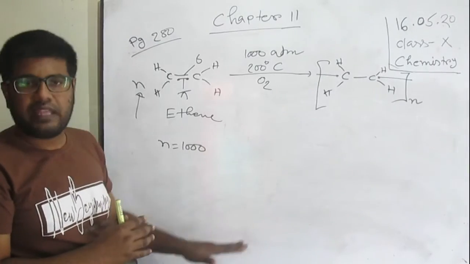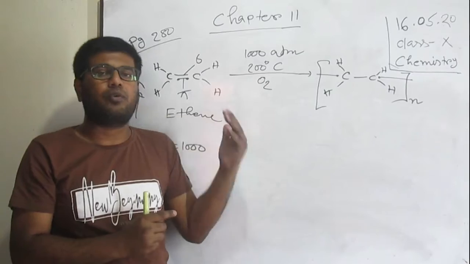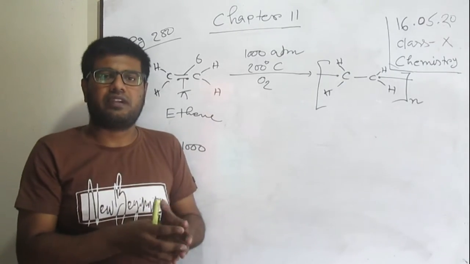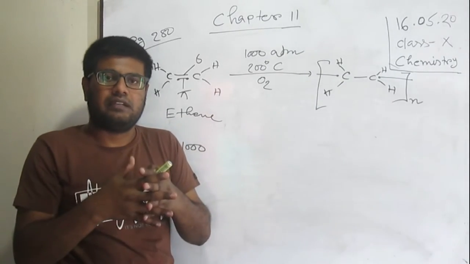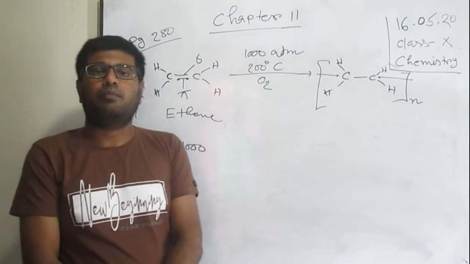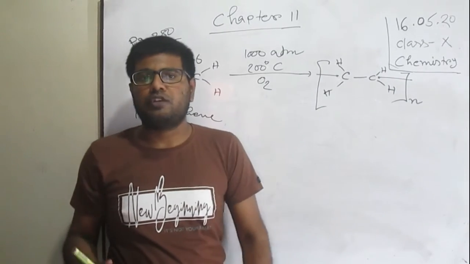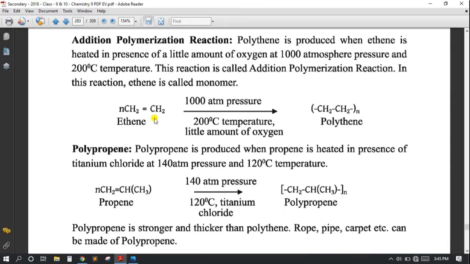So this is very easy. Addition polymerization reactions mean only the monomers, only the dimers, only the trimers are added with each other. That's why these reactions are called addition polymerization reactions. This is very easy. So I am going to my next topic.